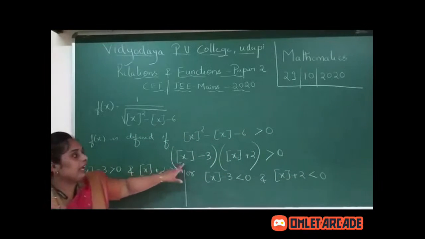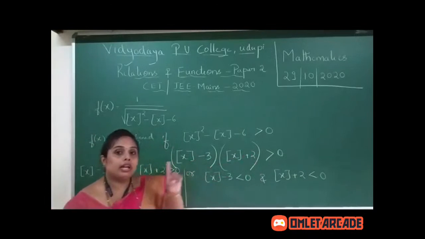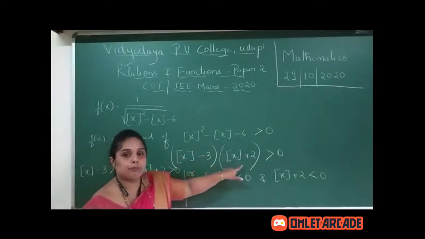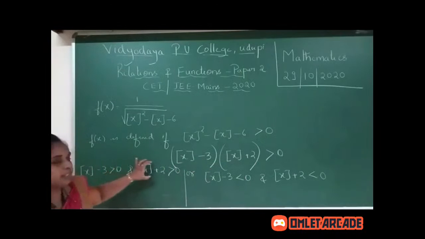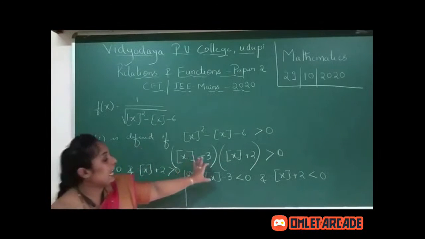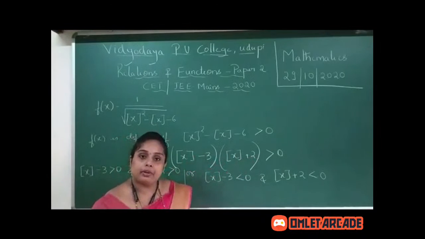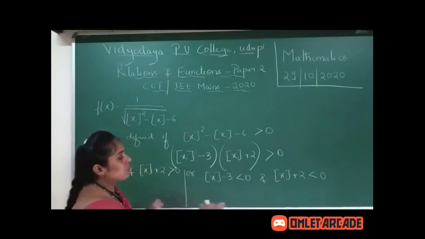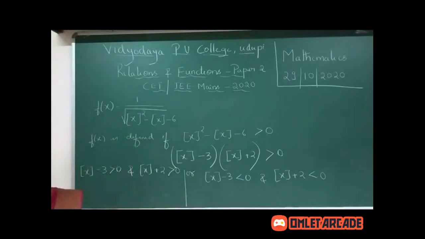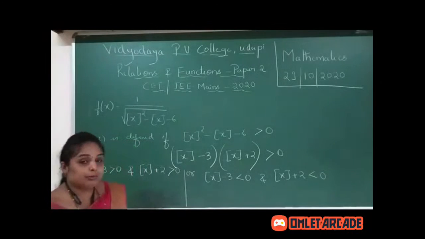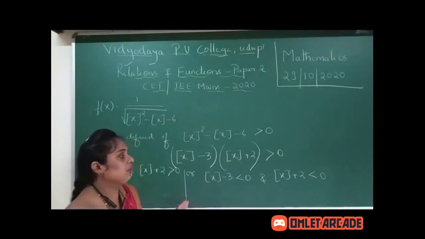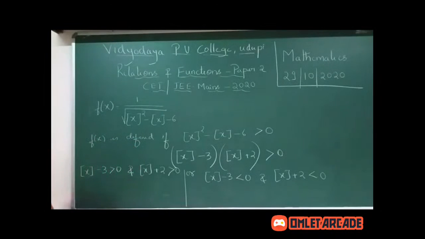Understood? A into B is positive if A is positive, B is positive, or A is negative, B is negative. Then also it's positive. Negative times negative is positive. So I'm getting two cases here. Let us see, one more method is there. I'll tell that also. First let us discuss this.